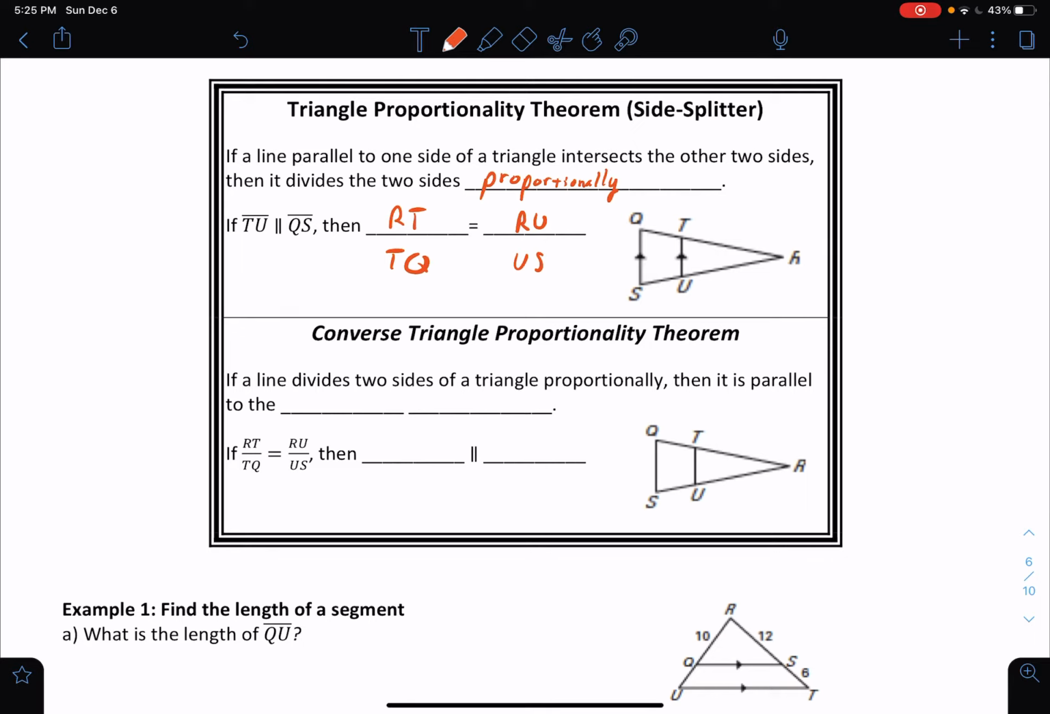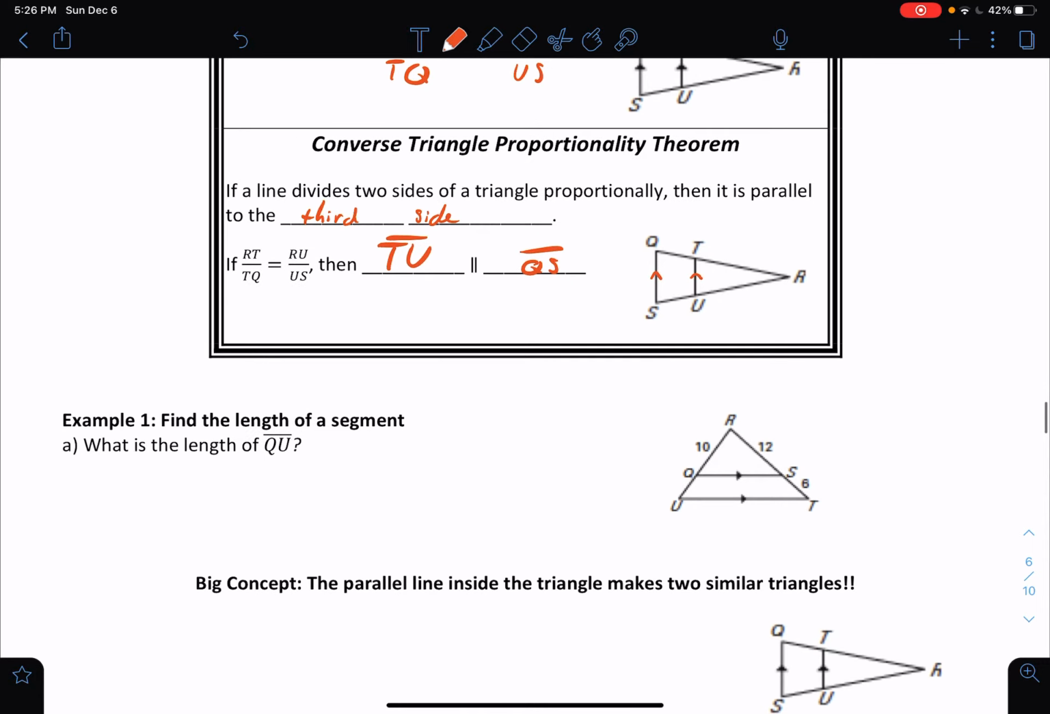Okay? And then the converse of that, the flippity flop, says that if a line divides two sides of a triangle proportionally, then it has to be parallel to the third side. So if these two sides are divided proportionally, then we know that TU will need to be parallel to QS. Okay? That has to be there. You have to have parallel lines to split the sides proportionally.